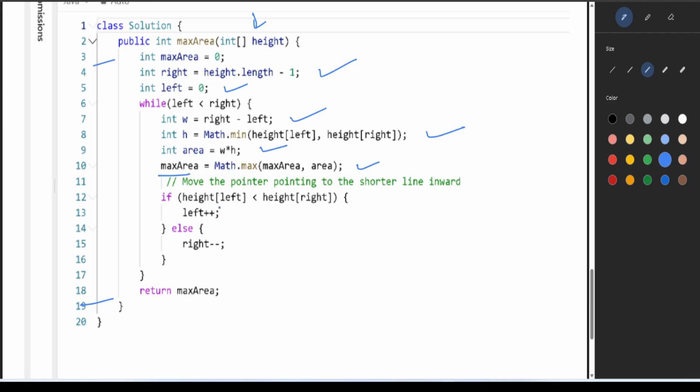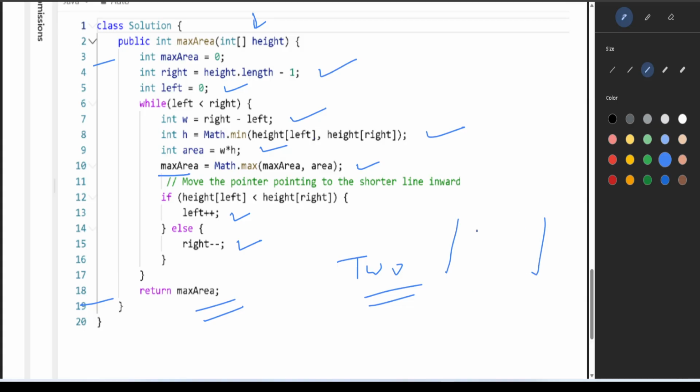And each time we will check if height at left is less than height at right, then increment the left, otherwise decrement the right. So this way we will calculate our max area and return it. Okay, I hope you will like this video, and it's really an easy problem, right? But you should know the 2-pointers algorithm. If you know the 2-pointers approach, it is easy for you, because each time we have to move our left and right pointer according to the height.